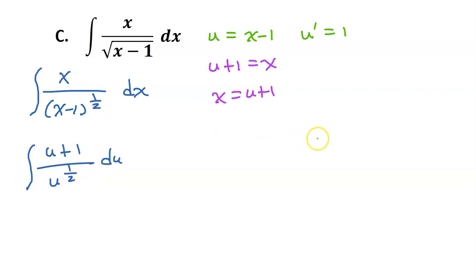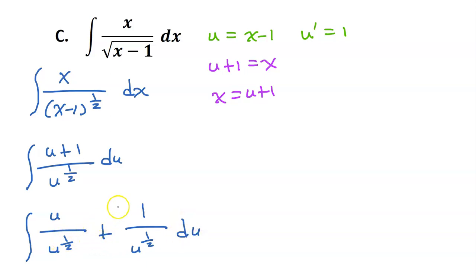Perhaps we can use the a plus b over c rule. Do you know what that is? I can rewrite this as a over c plus b over c. So I have that same situation here. So I should be able to rewrite this as 2 separate fractions. So I will have the integral of u over u to the 1/2 power plus 1 over u to the 1/2 power.